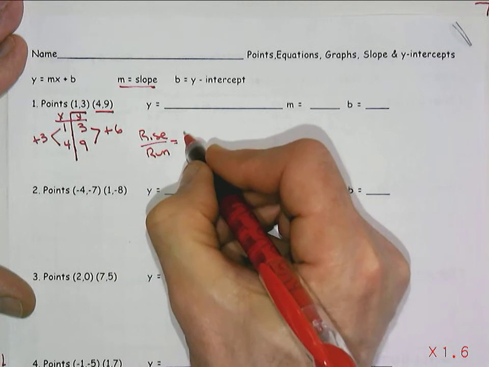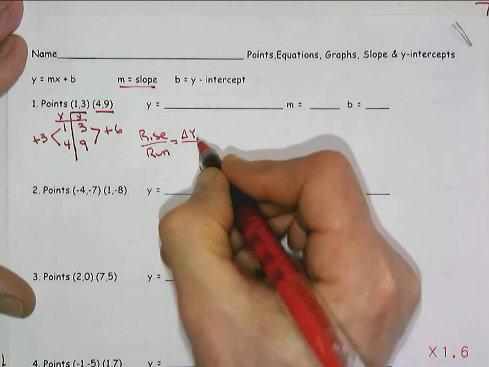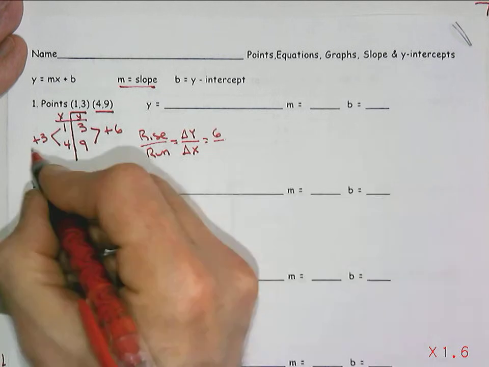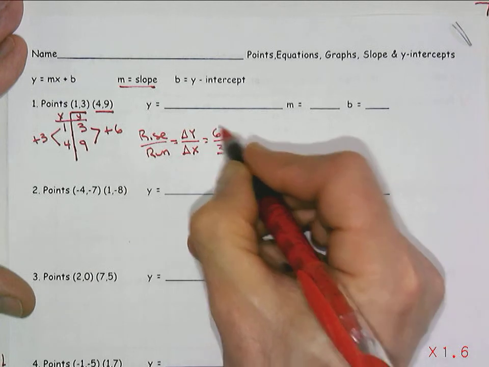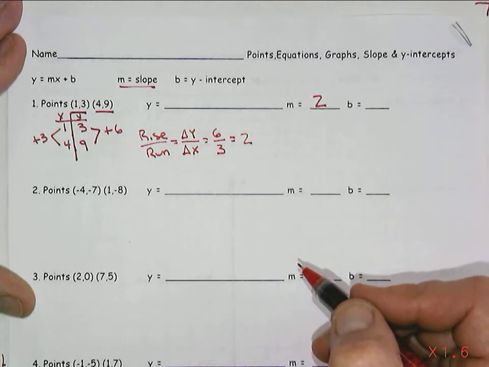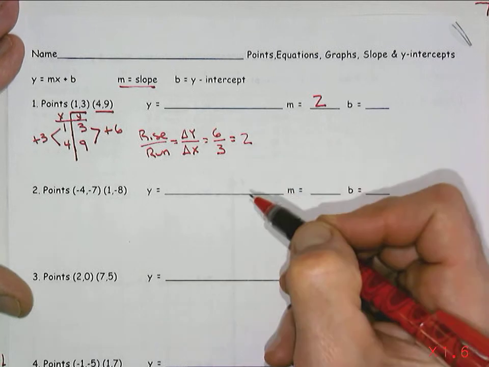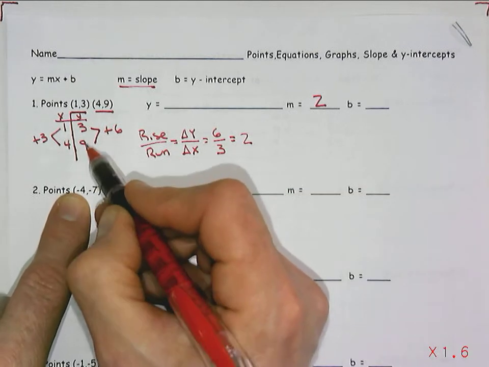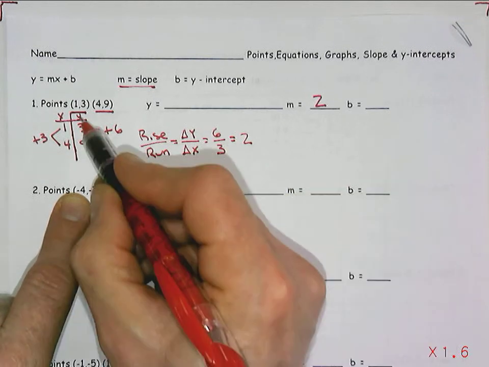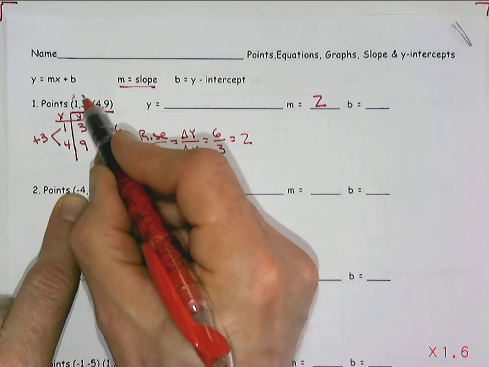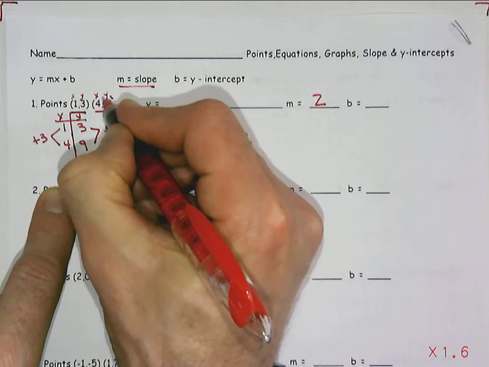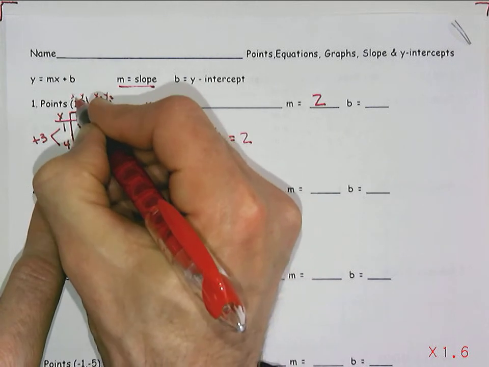as the change in y, that's what that triangle means, over the change in x. And the change in y is 6, and the change in x is 3, which means 6 divided by 3 is 2, so our slope is 2. So we got that without graphing or looking at a graph. All we had to do is set it up like a table. These are the x and y, x and y. And so this is really the second y and the second x, and this is the first y and the first x.